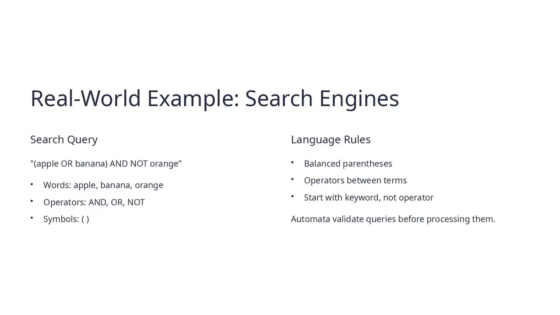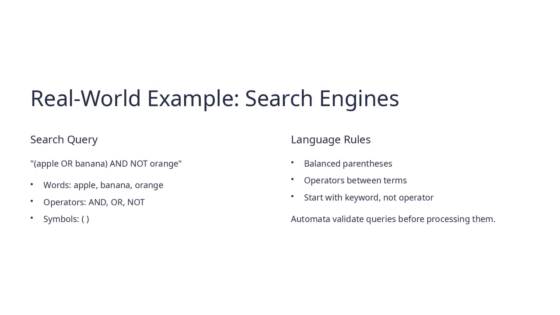Part 3. Real-world example. Search engines. Now let's look at a real-world example. Let's say we're building a search engine, like Google. A user types in apple or banana and not orange. What's happening here? Well, this search query is actually a string made up of different symbols. Words like apple, banana, orange, operators like and, or, not, special symbols like parentheses. This is our alphabet, the basic building blocks. Now, not every string is valid.